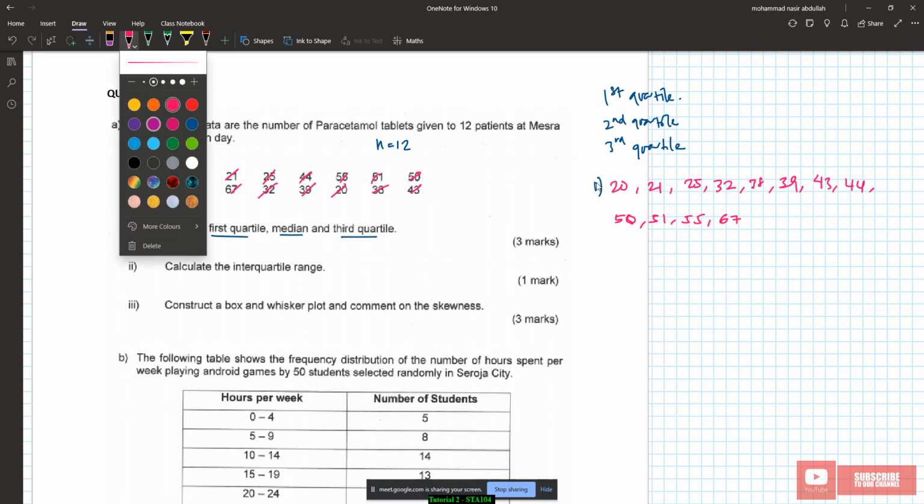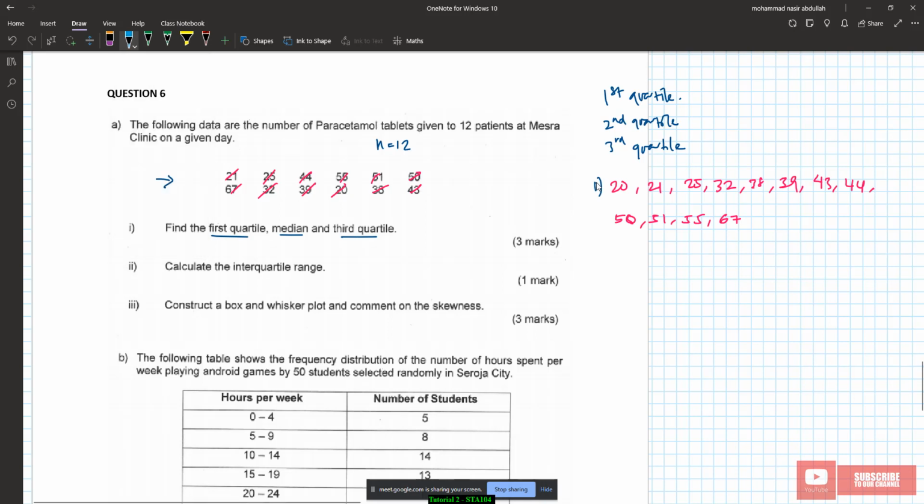So let's position each of the numbers, right? So kita buat cara yang paling slow. We position each of the numbers. This is position number 1, 2, 3, 4, 5, 6, 7, 8, 9, 10, 11, and the last one is 12, right? So remember, the second step is we need to find the position of the quartile.